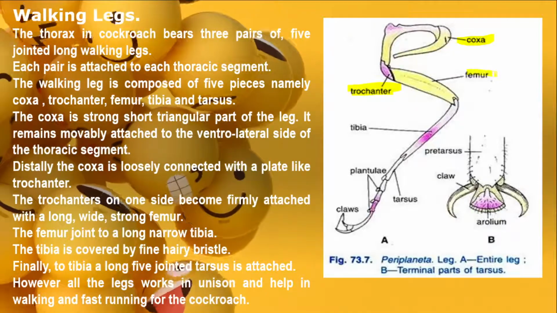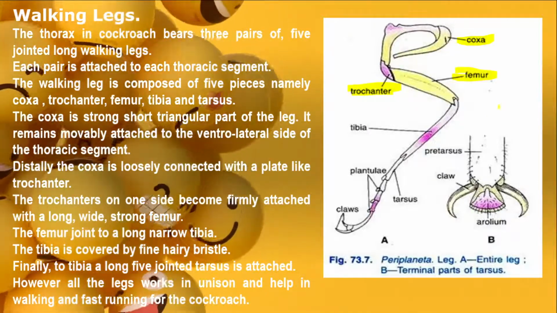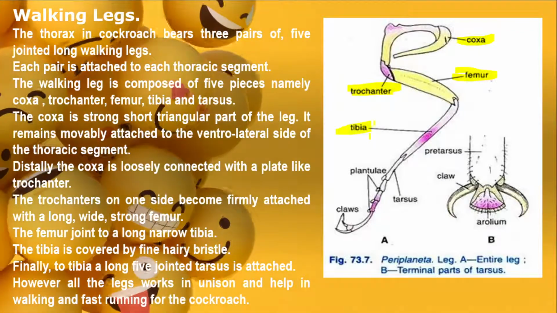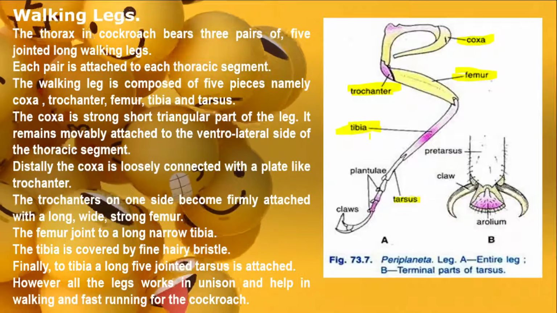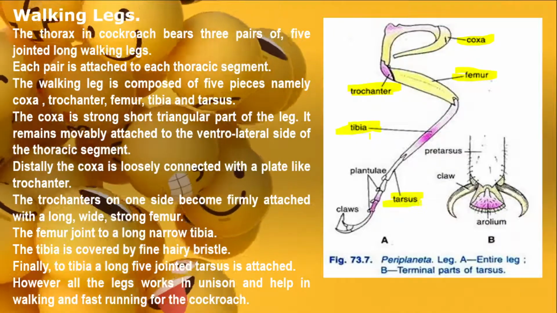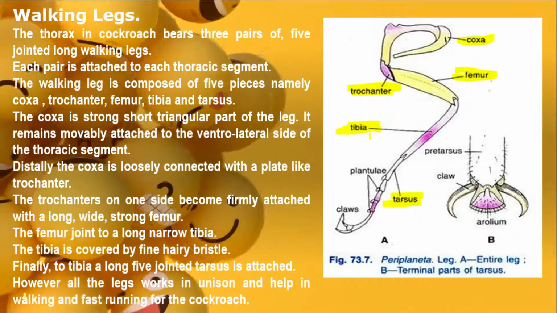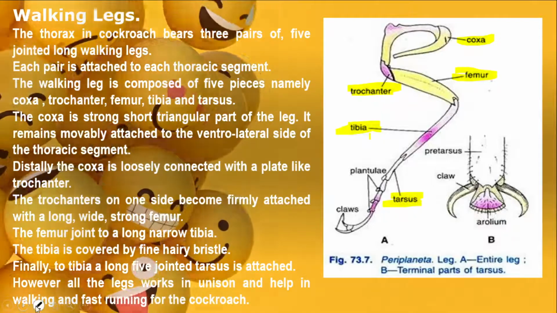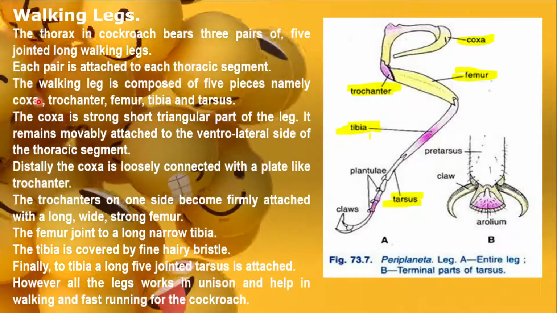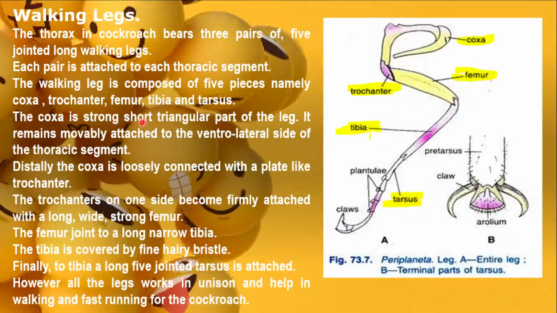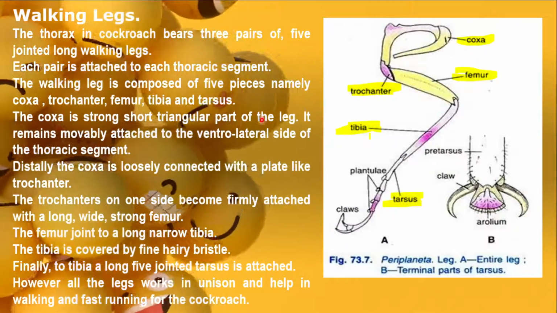The third part is femur. The fourth part is tibia, and the fifth part is tarsus. Now we will study how these parts are there and what the functions of these parts are. Okay, so see, the coxa is a strong, short, triangular part of the leg.